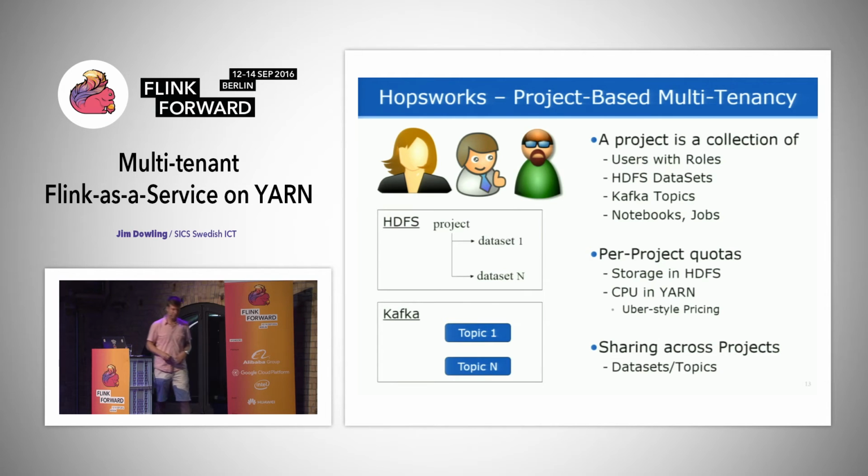And finally, it's one thing to be able to isolate different projects from one another, but you might want to have data that's shared between projects. So we have this notion of sharing data sets or topics in Kafka across projects securely. So you can authorize another project and say, okay, you can have this data set, you can have read access to it, or you can have read-write access to it. And the same for Kafka topics. Okay, so that's the project-based multi-tenancy model.